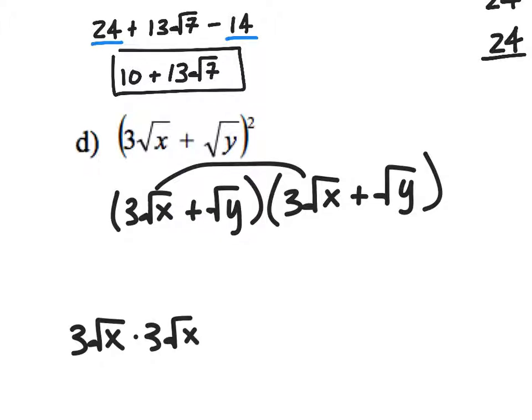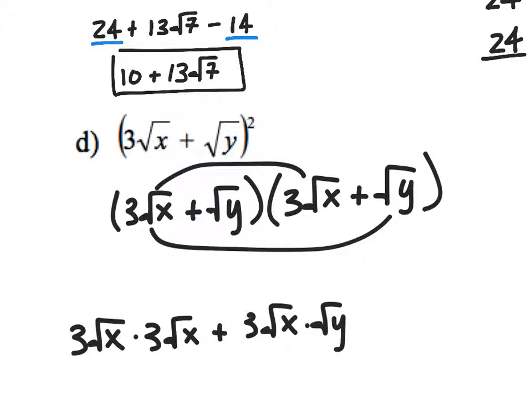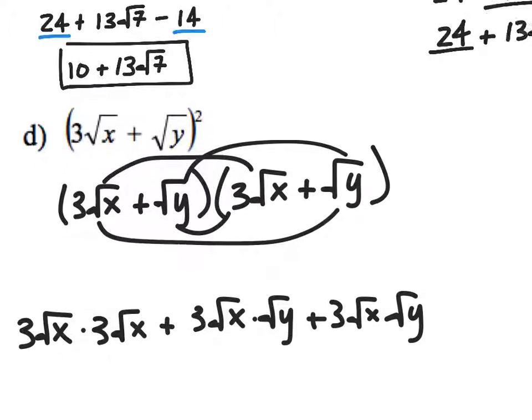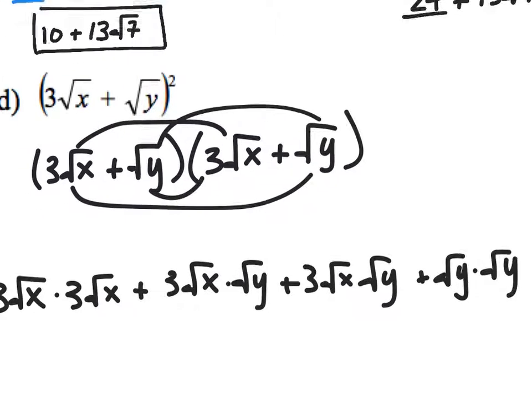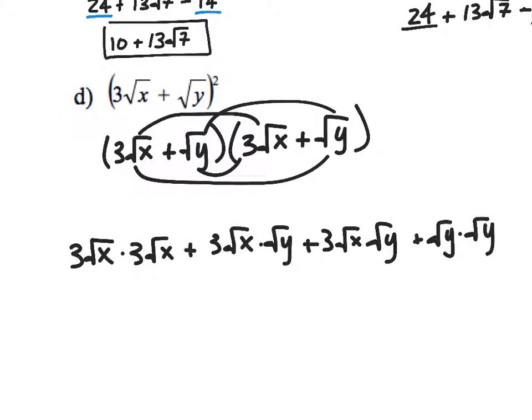Okay, to my outside term, so I've got plus 3 square root of x times the square root of y. My inside terms, I'm going to do plus 3 square root of x times the square root of y. And then my last terms, we're going to do plus square root of y times the square root of y. All right, so once I do that, okay, what I want to do is this. I'm going to multiply them together.